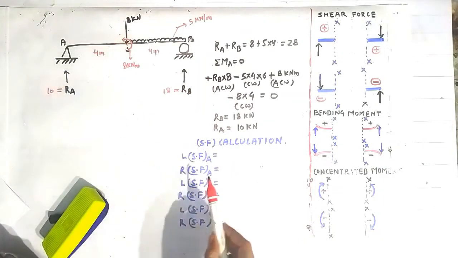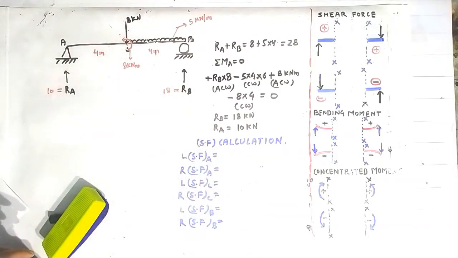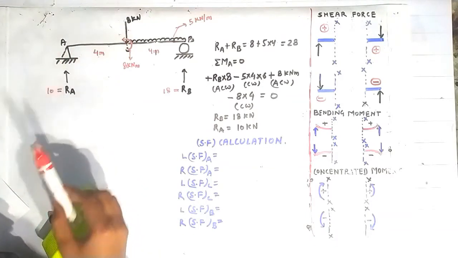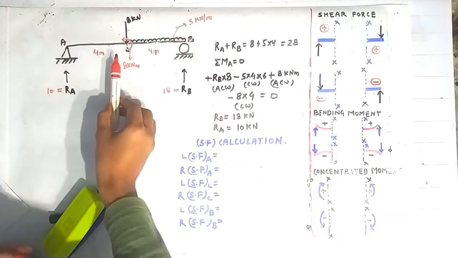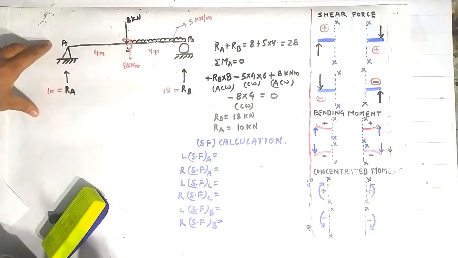That's why we have to calculate the shear force on the left side and on the right side of all these points, because shear force will change suddenly going from the left side of the point A to the right side of the point A because of this RA, and similarly for the points C and B. Now we will find the shear force on the left side of the point A.